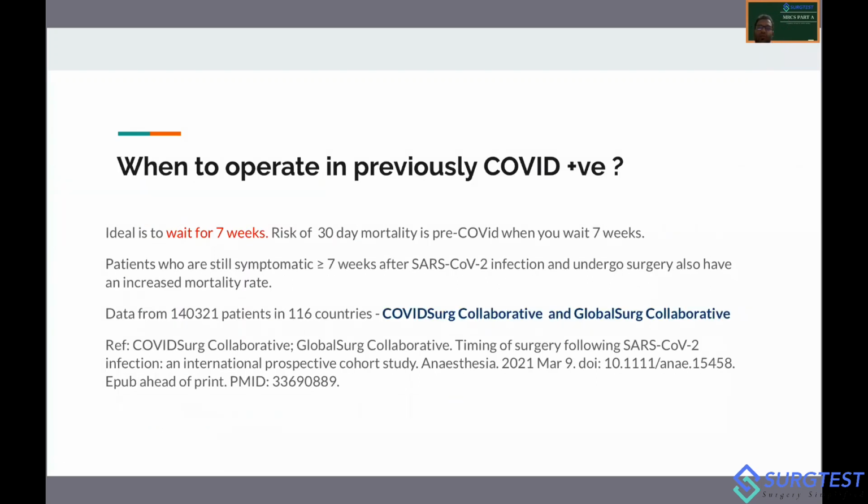So again, when to operate in previously COVID positive. The COVID Surge Collaborative and the Global Surge Collaborative say that the ideal time to wait is 7 weeks. The risk of 30-day mortality is pretty high when you do it within 1 or 2 weeks. So this data is pretty comprehensive. This data is obtained from about 140,000 patients in over 116 countries.